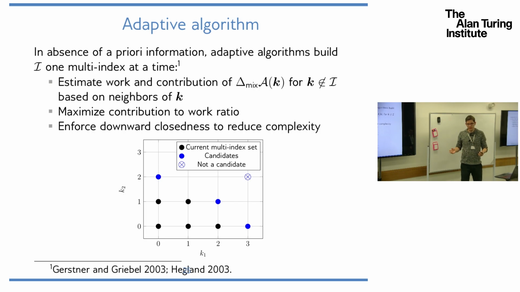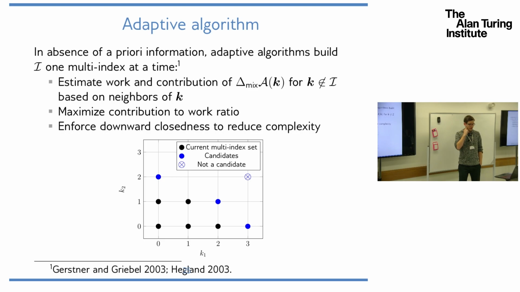But in particular, since we know and can interpret this multi-level algorithm as just a Smolyak algorithm, this way of using these sparse grid algorithms then leads to an adaptive algorithm for the multi-level case too. And this is done using just estimates of work and contribution of all of these mixed differences. And then you just maximize among all candidates that you have the ratio between those two quantities.